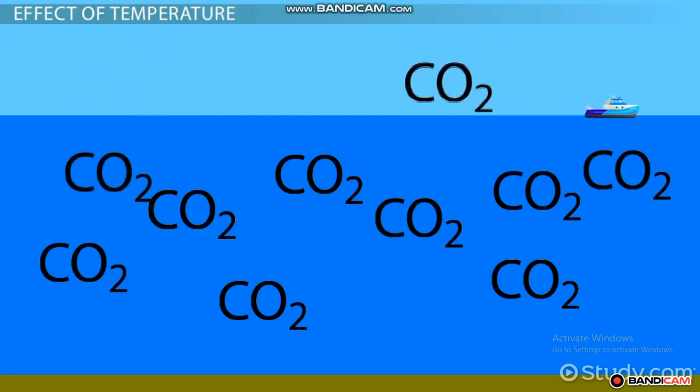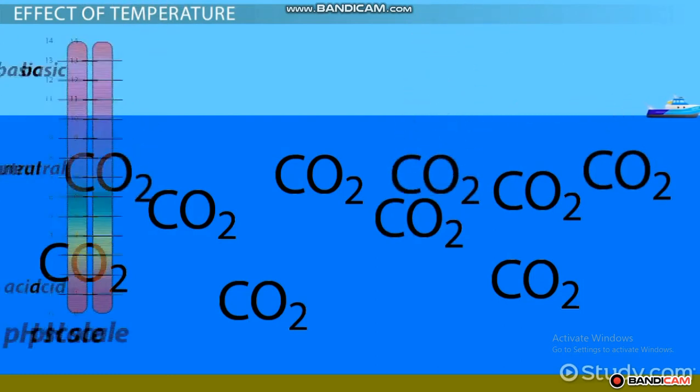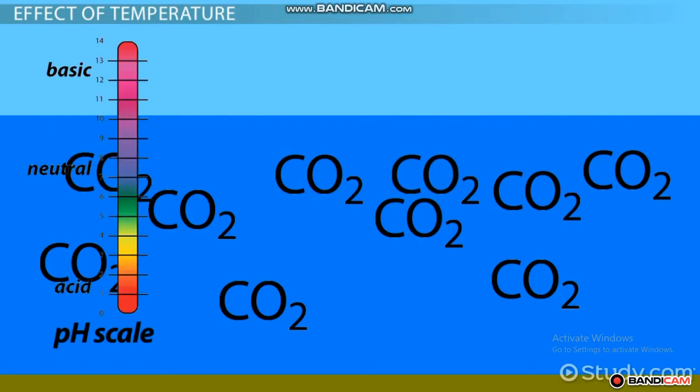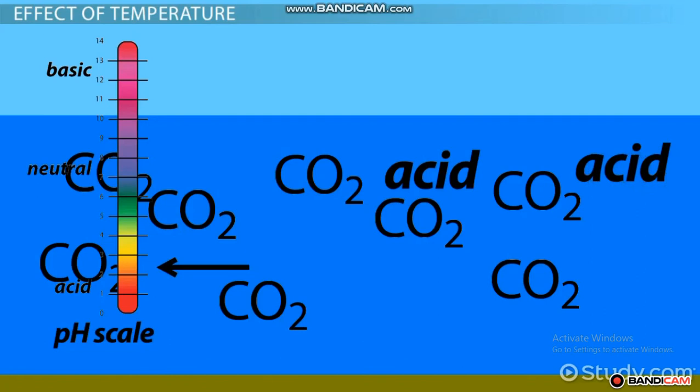This has caused a significant change in the pH of the oceans. When too much carbon dioxide is absorbed by ocean water, it increases the acidity of the ocean. This change in acidity is caused by an increase in carbonic acid, which is formed as some of the carbon dioxide reacts with the water.